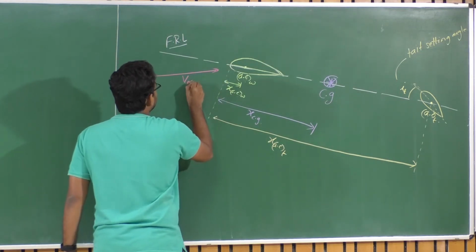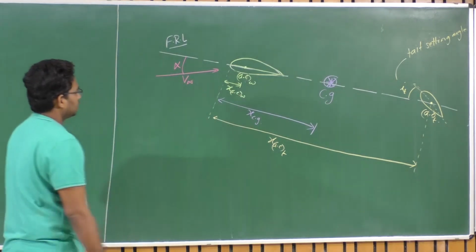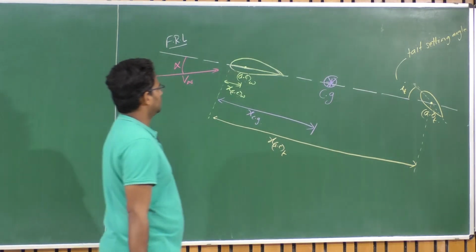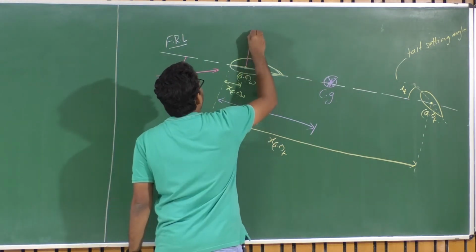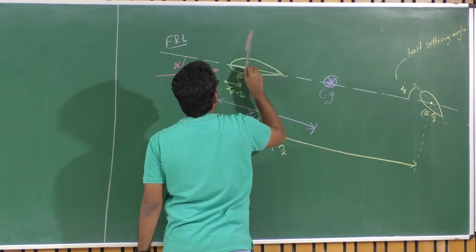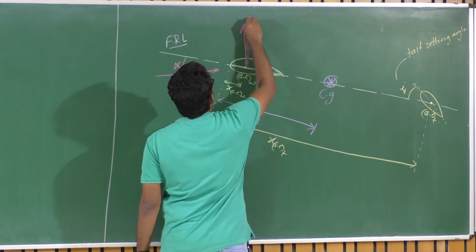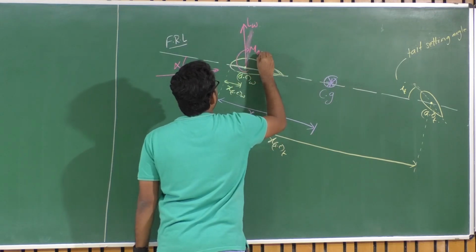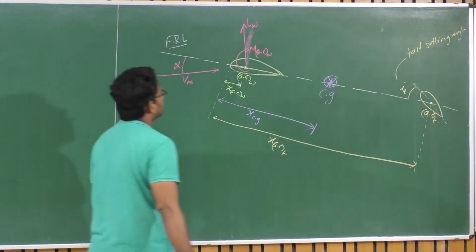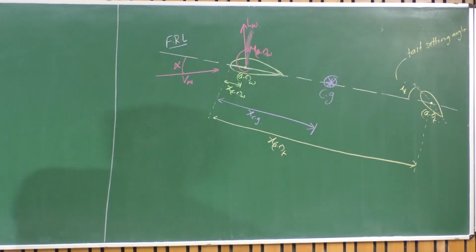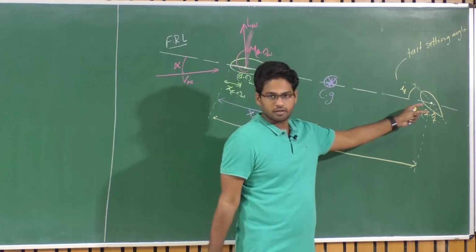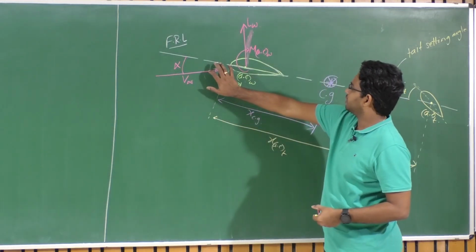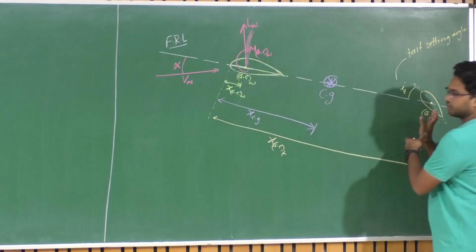Now when this is moving in equilibrium at a certain alpha, at a certain V infinity, we have lift perpendicular to V infinity, the lift of the wing, and at the same time we have the moment about the aerodynamic center of the wing. Similarly, we should have lift at the tail as well. But the flow near the wing may not be the same as the flow near the tail.